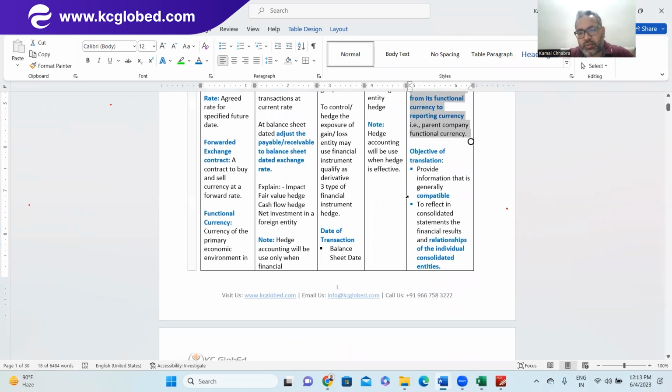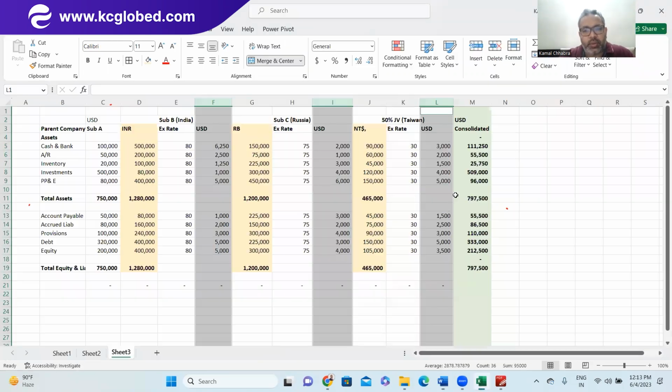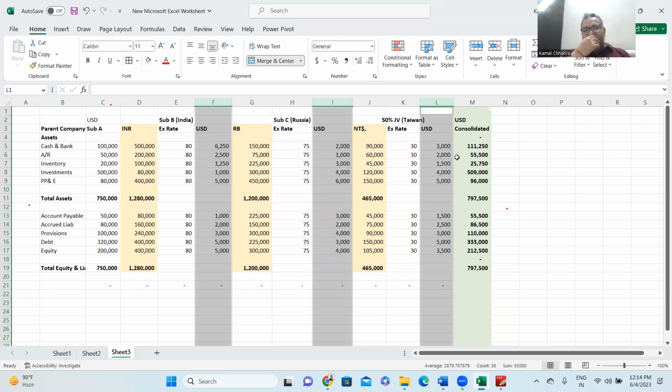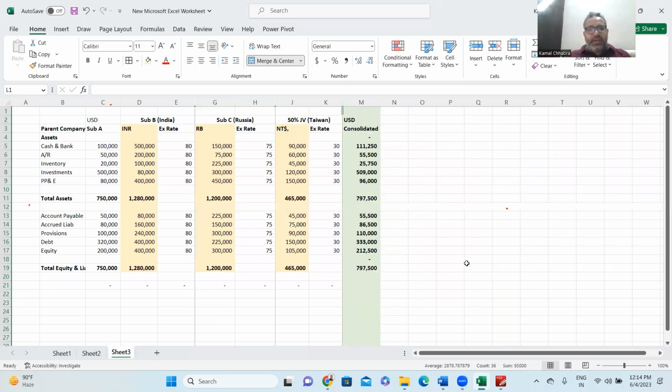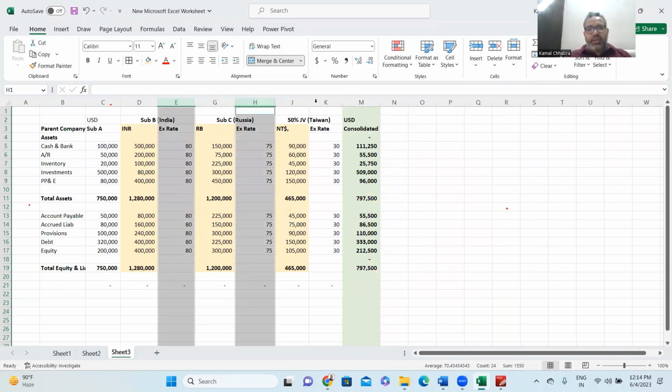Objective of transaction: provide information that is generally compatible and comparable. Because now if everything is in USD, you can make more compatible and comparable decisions. Yes or no? If something is in INR, something is in Taiwan currency, something in US dollar, and something in Russia, and if those pictures come in front of you, will you be able to take any decision? If this financial statement comes in front of you, will you be in a position to take any decision?